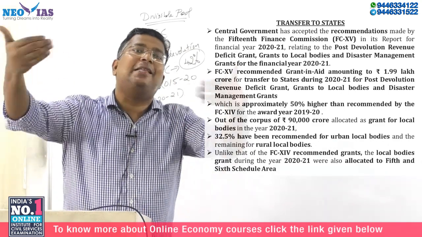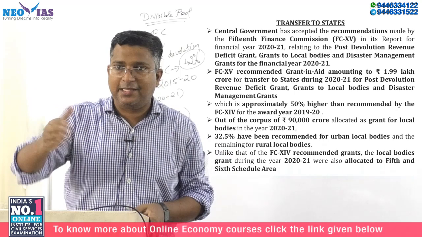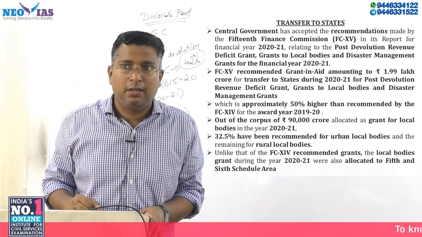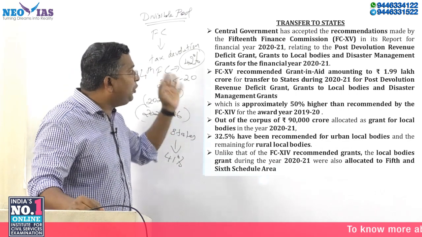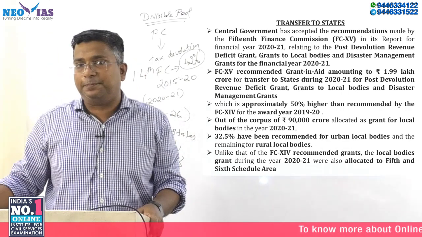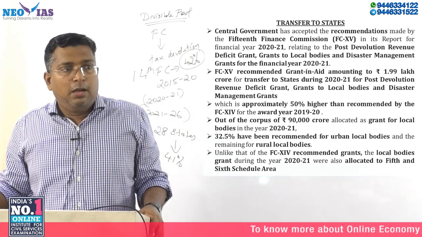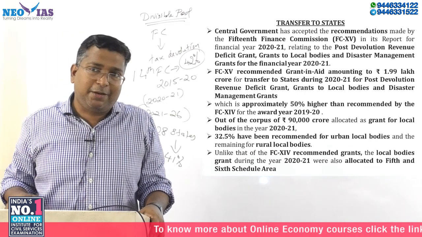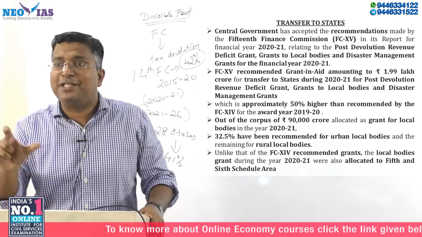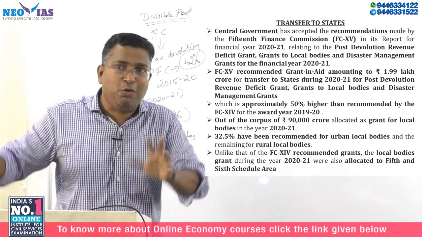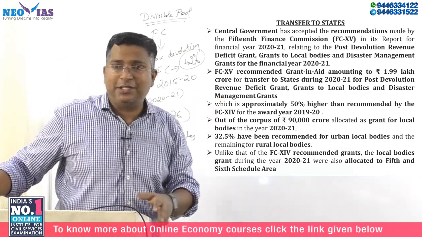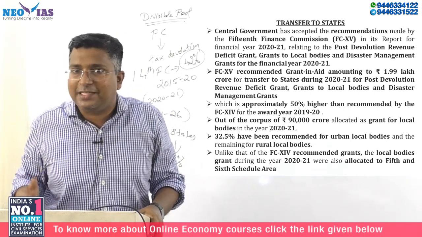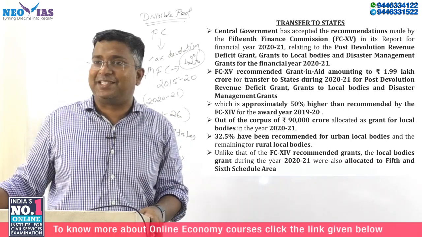After paying the tax, that is this divisible pool. So you need to understand the meaning of every word. So the post-devolution revenue deficit grant, this is one grant the Centre makes to the state based on whose recommendation? Finance Commission. What is revenue deficit? You know what is post-devolution? You know what is revenue deficit? Whose revenue deficit? The Centre's revenue deficit or the state's revenue deficit? State.